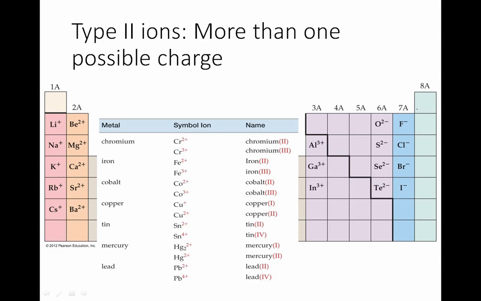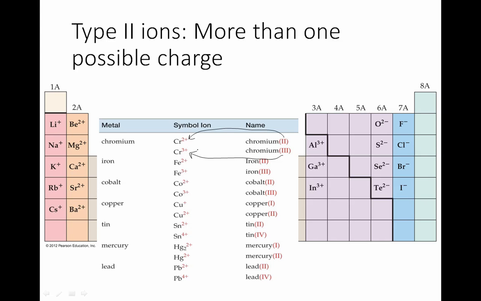No more. Type 2 ions, therefore, have more than one possible charge. So mostly these are all going to be within your transition metals. And so you'll have a chart like this that you can use on the exam and that kind of thing, where you're able to see that you've got iron 2+, iron 3+, that kind of thing. Okay? Cobalt, it can form 2 charges, cobalt 2+, cobalt 3+. Notice the Roman numeral correlates with the charge.